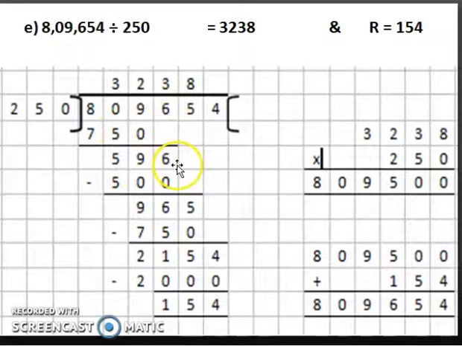Copy down 6. 2 is 500. 96 remainder. Copy down 5. Again 3 is 750. My remainder is 215. I checked it. It is less than 250. So I have done it correct. Then I copy down 4. And 8 is 2000. Because 25 8 is 200. 4 बार 25 को जब हम ऐड करेंगे तो 100 आएगा. तो 8 में 200 ही आएगा ना. 2000. And my remainder is 154.